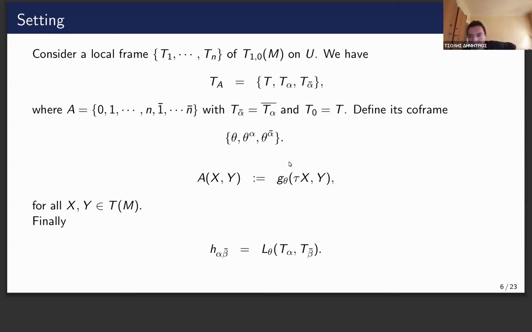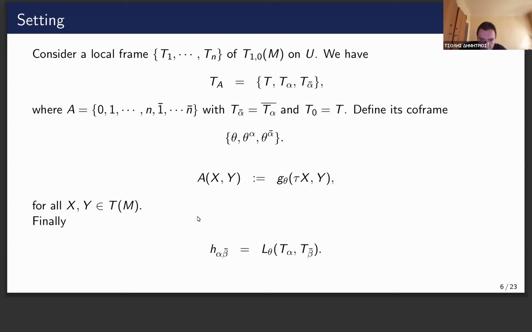So I mentioned previously that the torsion was a 2-form. Essentially, this is a 1-form here, but we wedge it with another form, so this becomes a 2-form, but this is a 1-form. And we have x and y, so for all x and y in TM.